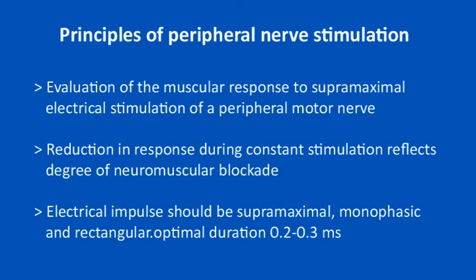Coming to the principles of peripheral nerve stimulation. Here, we evaluate the muscular response to supramaximal electrical stimulation of a peripheral motor nerve. Reduction in response during constant stimulation reflects the degree of neuromuscular blockade. Electrical impulses should be supramaximal, monophasic, rectangular, and the optimal duration should be around 0.2 to 0.3 millisecond.